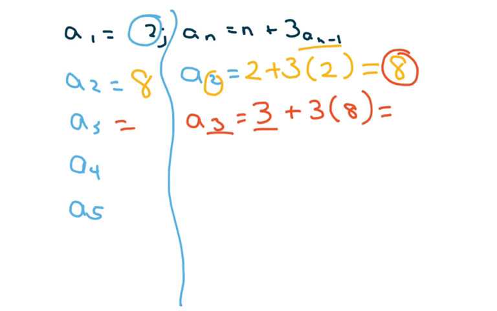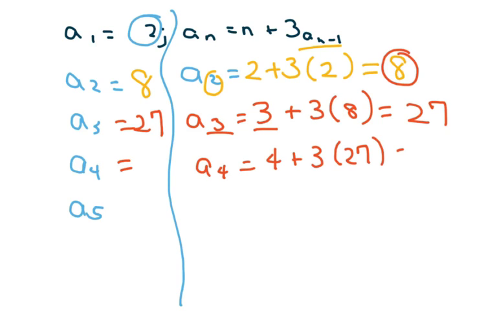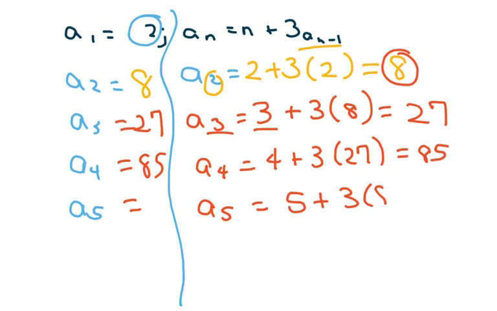Uh-oh. I didn't bring a calculator. This is 27. All right. a sub 4 is 4 plus 3 times 27. So that's going to be 3 times 27, which is 81, plus 4 is 85. And then we have a sub 5 is 5 plus 3 times 85. 3 times 85 is 255, plus 5 is 260.